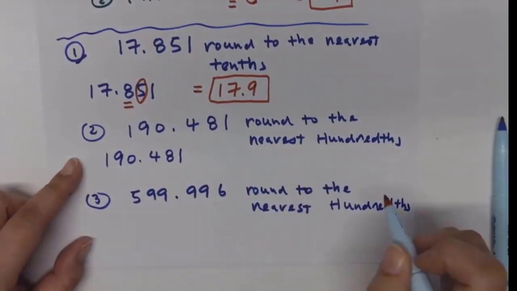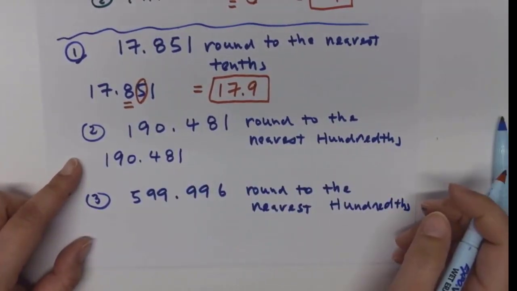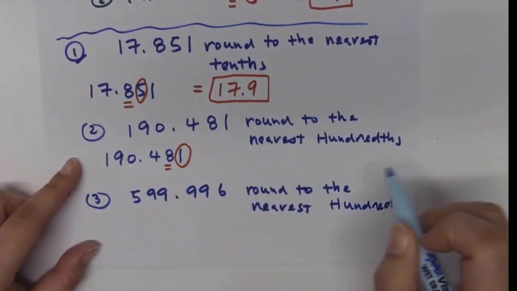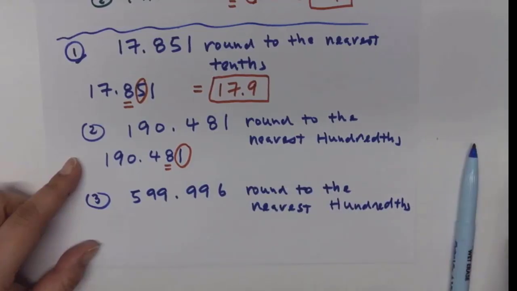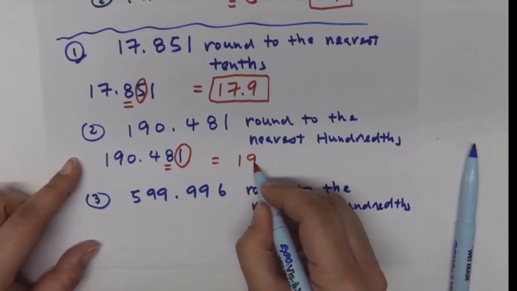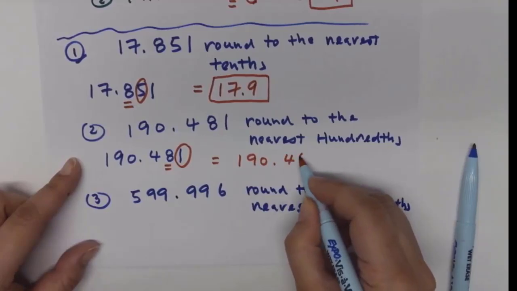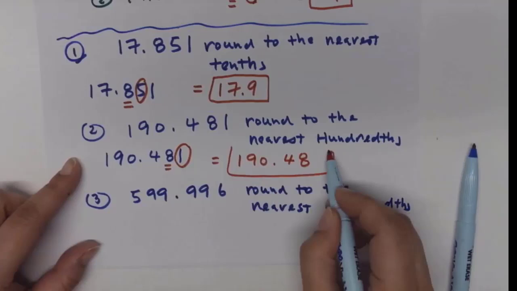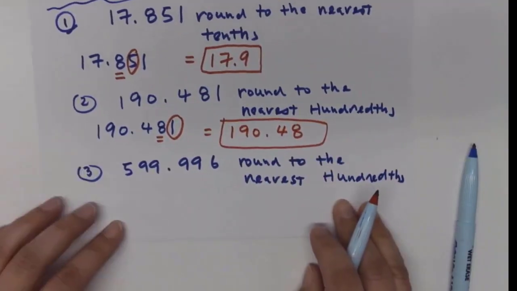190.481. This time I need to decide to change the 8 or not, based on the 1 here. Now we're going to have the answer of 190.48. The 8 stays the same, we round it down to 8, is it okay? Because 1 is not 5 or more.